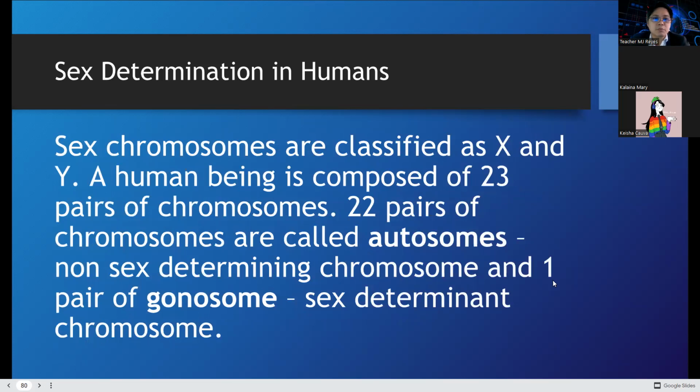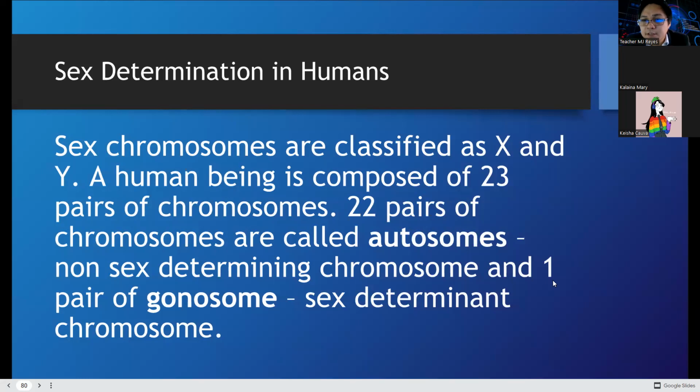Sex determination. In humans, sex chromosomes are classified as X and Y. A human being is composed of 23 pairs of chromosomes. How many chromosomes do we have if we have 23 pairs? All in all? 36? 40?